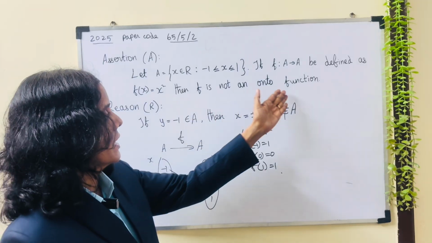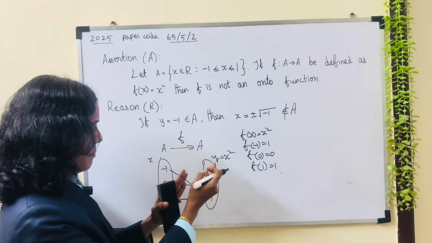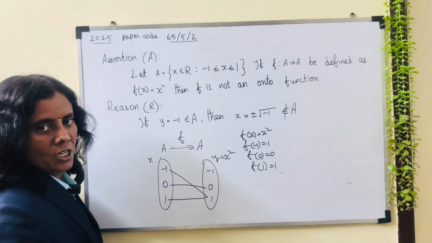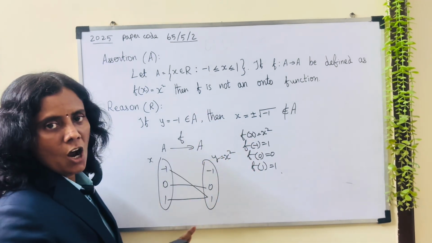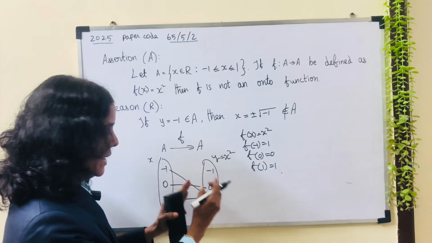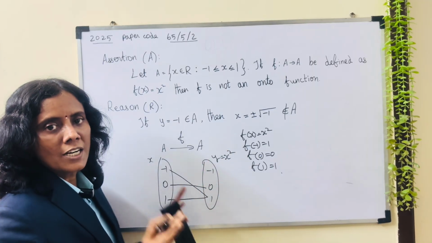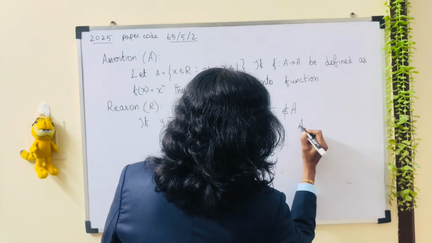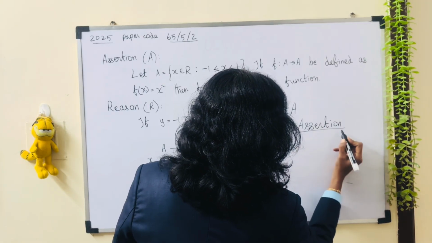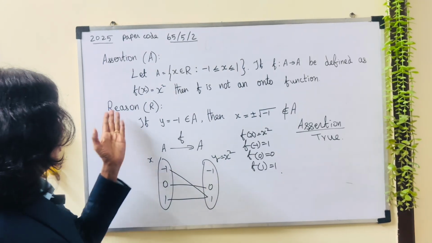Here you have to check whether f is an onto function. Here minus 1 is there, it doesn't have a pre-image, so f is not an onto function. Onto means for each element in codomain, there should be a pre-image. So here f is not an onto function. So your assertion is true. Now come to reason.